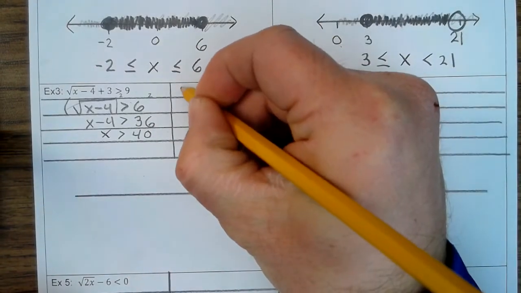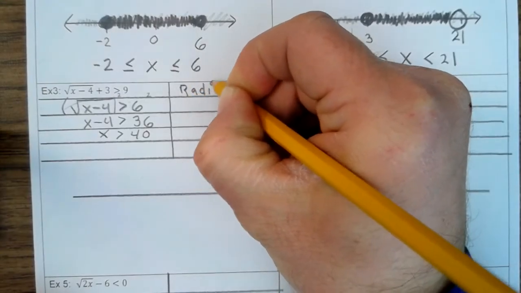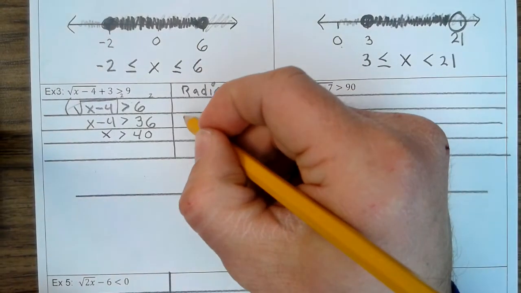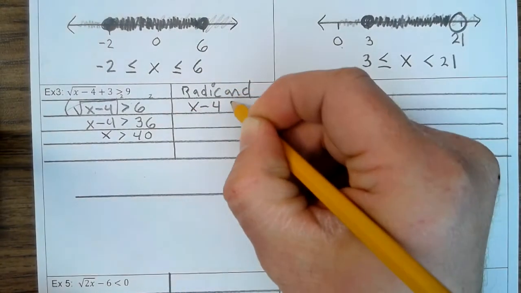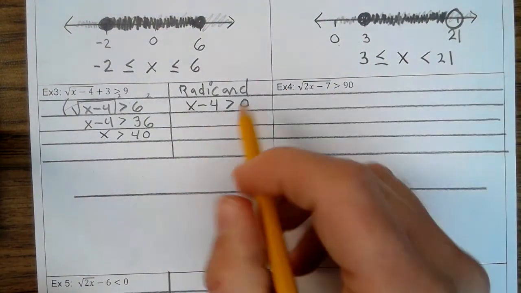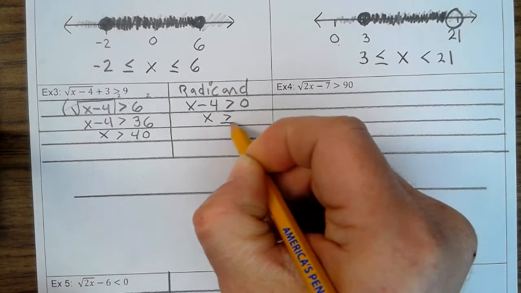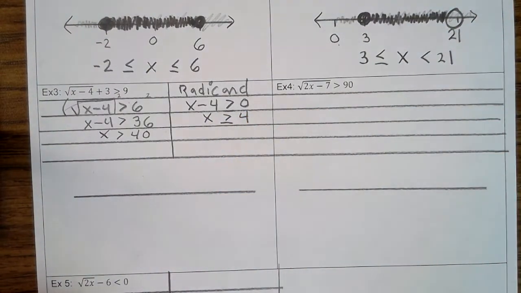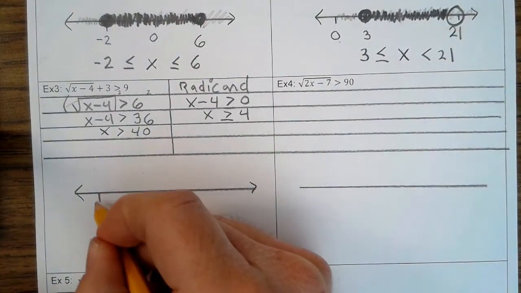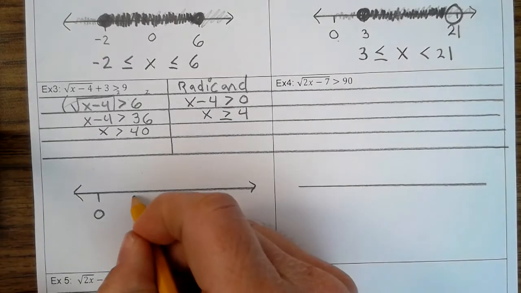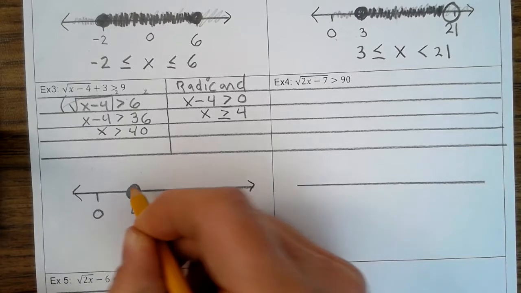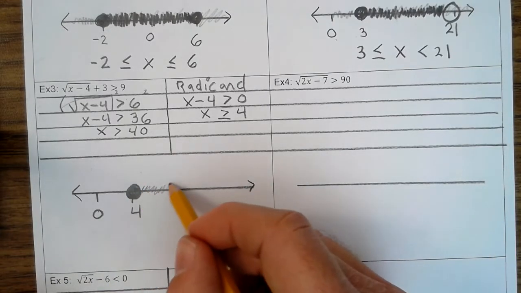All right, and then you do the radicand greater than or equal to 0. So x minus 4 greater than or equal to 0. So we add 4 to both sides, so x is greater than or equal to 4. Then we graph. Since both numbers are positive, I'm going to put the 0 on the left. So 4, there's a line, so it's a closed circle. That's greater than, so we shade to the right. And again, we shade light.